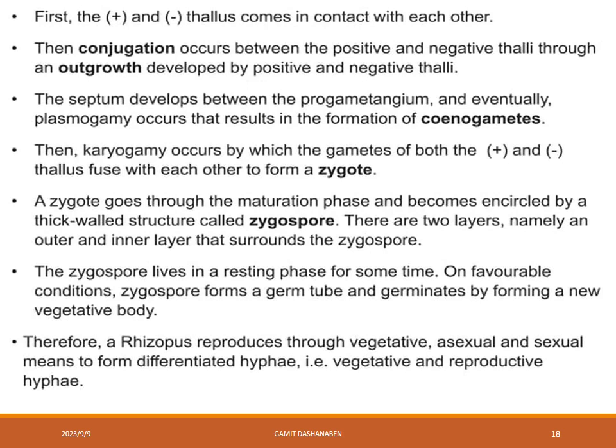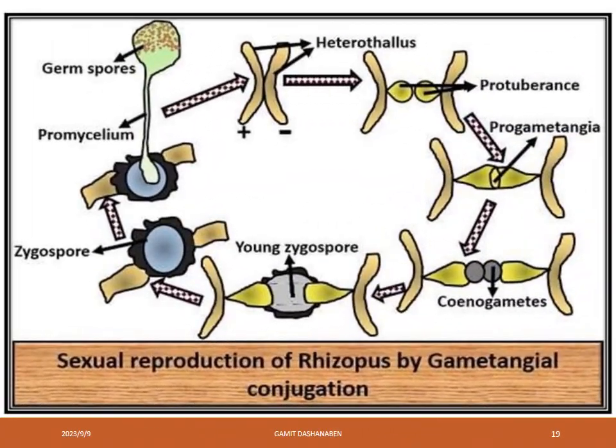There are two layers, namely an outer and inner layer, that surround the zygospore. The zygospore lives in a resting phase for some time. On favorable conditions, the zygospore forms a germ tube and germinates, forming a new vegetative body. Therefore, Rhizopus reproduces through vegetative, asexual and sexual means to form differentiated hyphae, vegetative and reproductive hyphae. Sexual reproduction of Rhizopus by gametangial contact or conjugation.